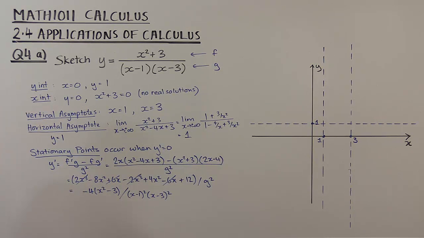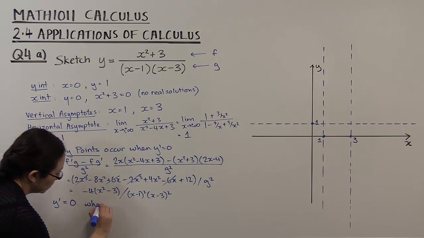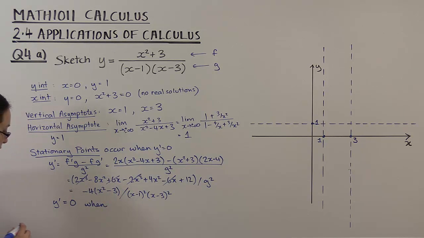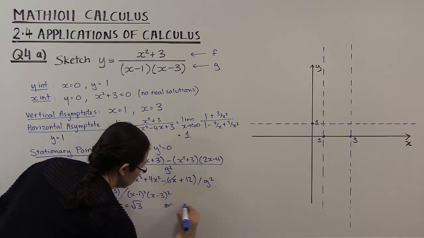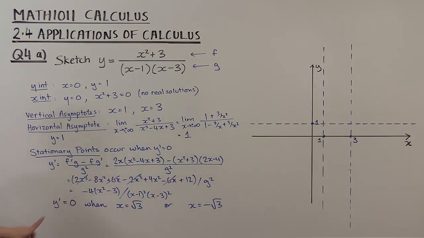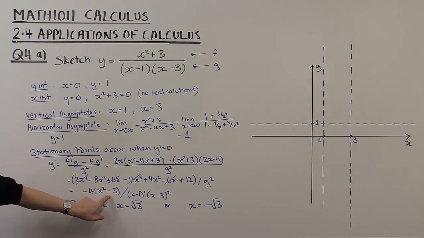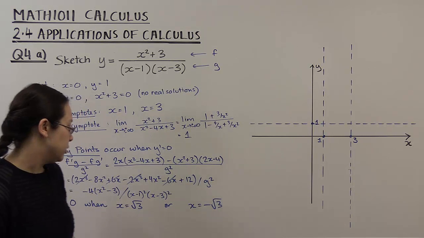So if I want y dash to be 0, I'm going to need that numerator to be 0. So y dash will equal 0 when x squared minus 3 is 0, and so that's when x equals the square root of 3, or x equals minus the square root of 3 there. Okay, so that's when y dash is 0, when that numerator is 0. Now we want to determine whether these are maximums or minimums or horizontal points of inflection.